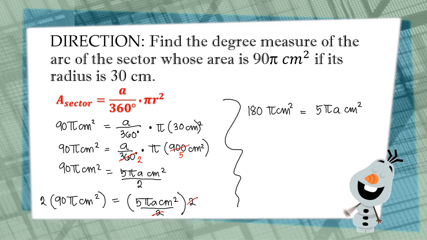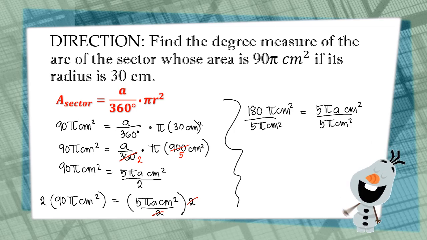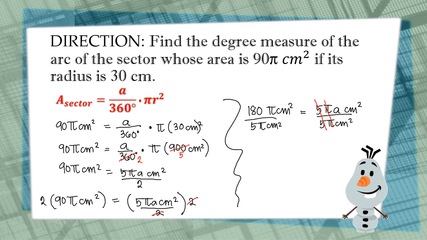Now, our target is to find the value of the variable A here. So next, let us isolate A here at the right side of our equation by dividing both sides by 5 pi centimeters squared. So we can cancel this out already. 5 divided by 5, 1. Pi divided by pi, 1 as well. Centimeter squared divided by centimeter squared, cancel out as well, or 1.